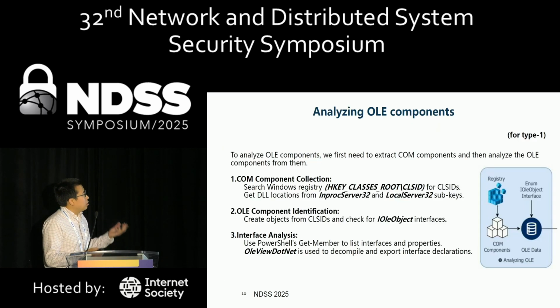In phase 1, they first try to automatically analyze the OLE components. Essentially, they search the Windows registry to understand the CLSID, and they try to identify the component, and then they analyze the interface. This is very straightforward. By collecting the metadata, you can already resolve the type 1 vulnerability detections.